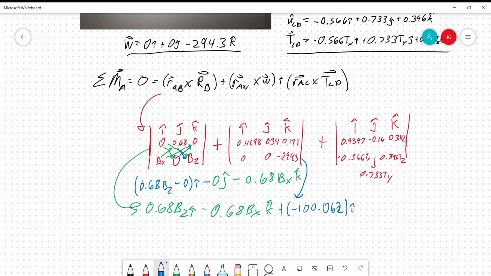I plus 138.262 J, right? Plus, I'll do the last one. Right? I'm gonna just do it over here. I'm gonna do plus. It's gonna be negative 0.3106 T in the I.